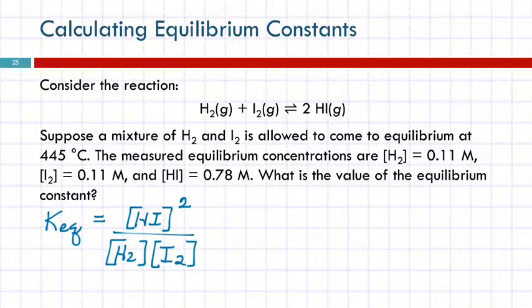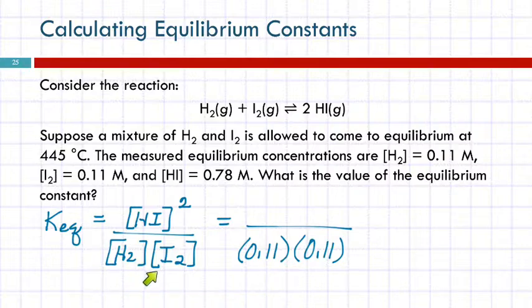After you do that, then you take the numbers that are given and you plug them in. So the hydrogen concentration is 0.11 moles per liter. So that's down here, 0.11. Just drop the units. I2 is 0.11, so that goes over here where I2 is. And then HI is 0.78, so that goes up here. But the hydrogen iodide concentration is squared, and so this is squared.